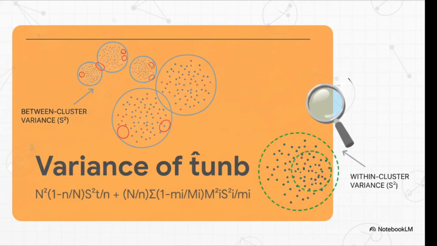That's the price we pay for subsampling. It represents the variability within the clusters. So think of it this way. Our estimate now has two sources of randomness. First, do we get lucky and pick clusters with high values, or unlucky and pick ones with low values? That's the between cluster variance. And second, within those clusters, do we get lucky and pick high-value elements, or unlucky and pick low ones? That's the within cluster variance.